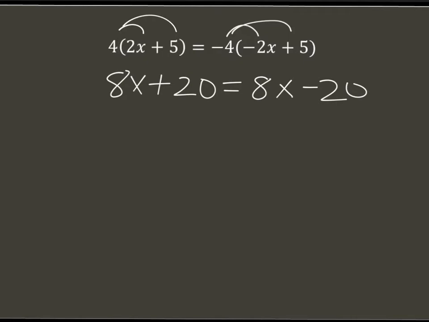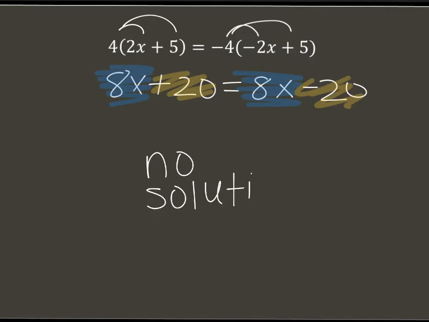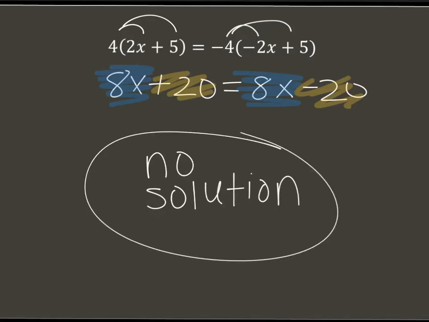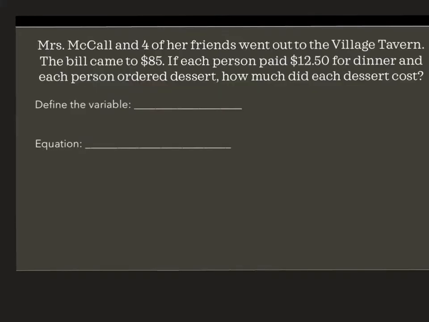So notice my coefficients are both positive 8x, so they match. But I have a positive 20 and a negative 20, so my constants do not match, which means my final answer here is no solution at all. Done. All right, for the word problems, make sure you define your variable.